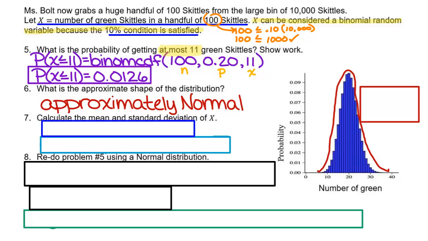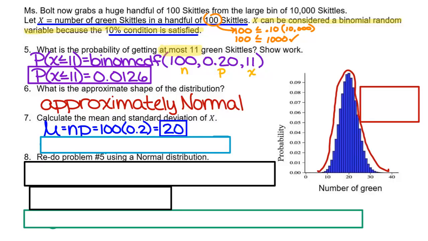Doesn't happen very often in the wild, but in fabricated examples, it can show up a little more often. What is the mean? 20. N times P. N is 100. That's my number of trials. Probability of success is 0.2. So my expected value, my mean, is 20.